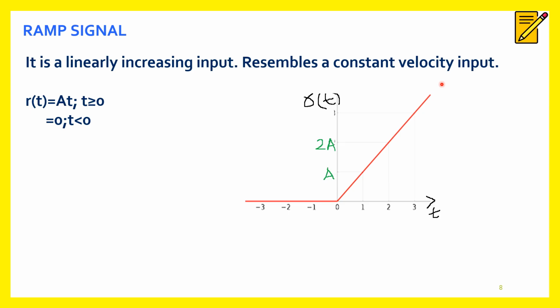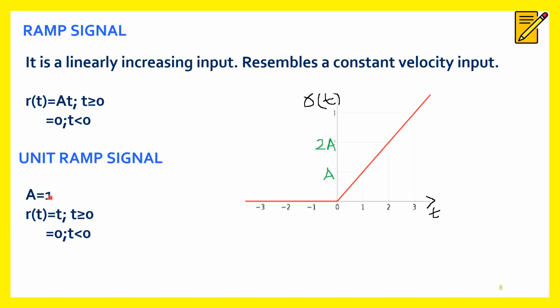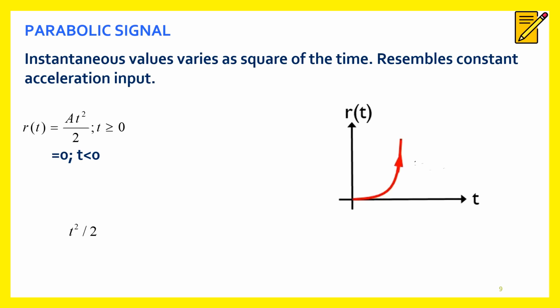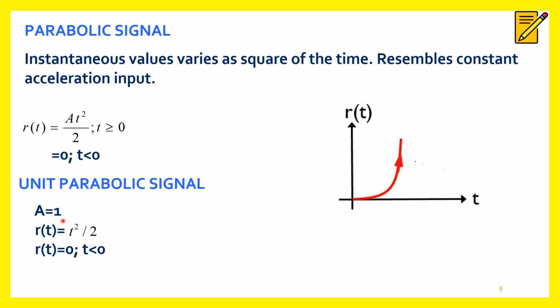So we can write the mathematical equation as r of t is equal to a into t for t greater than or equal to 0, and 0 otherwise. What will be the value of the unit ramp signal? For the unit ramp signal, the value of a is 1. So r of t is equal to t. Then the third signal is the parabolic signal. What is the expression? r of t is equal to a into t square by 2. It resembles a constant acceleration. And for the unit parabolic signal, a is 1. So r of t is equal to t square by 2.